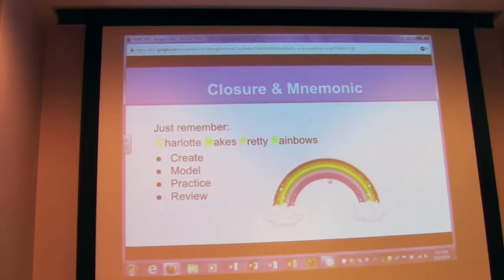Finally, for our closure, we just want you to remember this acrostic. Charlotte makes pretty rainbows. So the first one is C, Charlotte, or create. Create a list of sentence stems that are appropriate to the discussion, story, or task you are giving to the students. Provide stems that use academic language or sentence structure that will challenge the students. The second one is model. Make sure you go over the stems with your students. Provide some examples of how to complete the sentence stems.